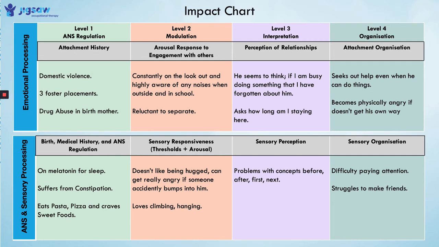Now moving down into level 3, in terms of their perception of this. This may lead to difficulties understanding concepts such as after, first and next. So it may be difficult for them to understand when you say, I'll be with you after I've finished, or we'll do that next.